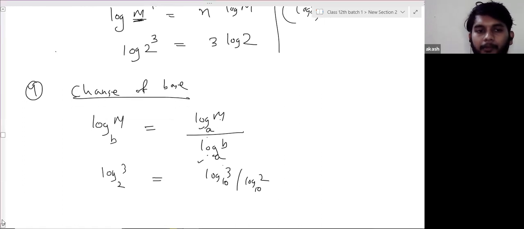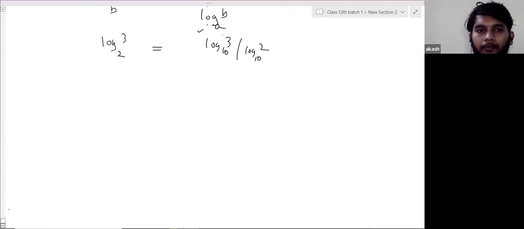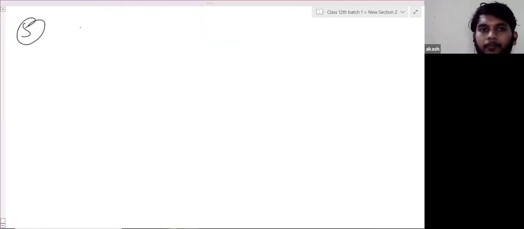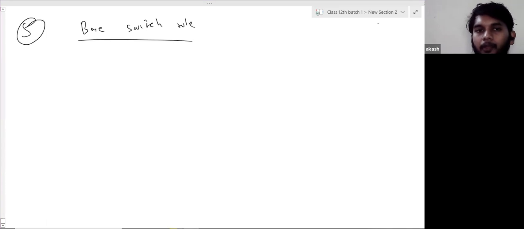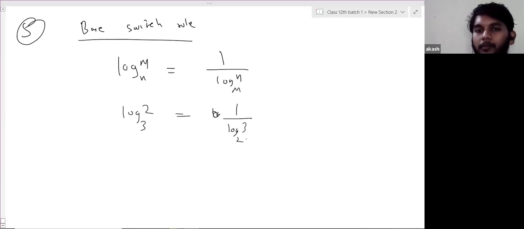All right. Two more properties. Base switch rule. You can switch the bases of logarithm. If you have log m base n, this is 1 upon log n base m. For an example, log 2 base 3, we can write as 1 upon log 3 base 2. All right, very simple.